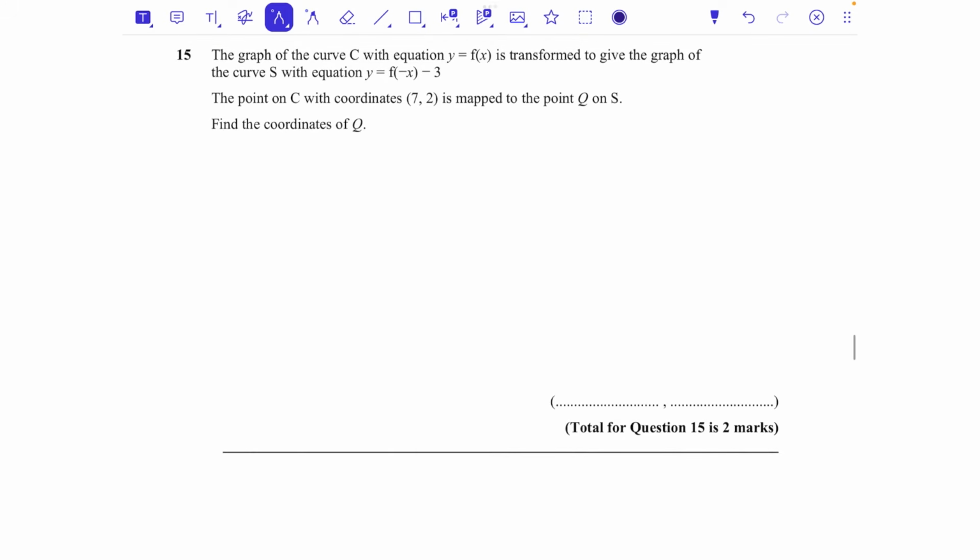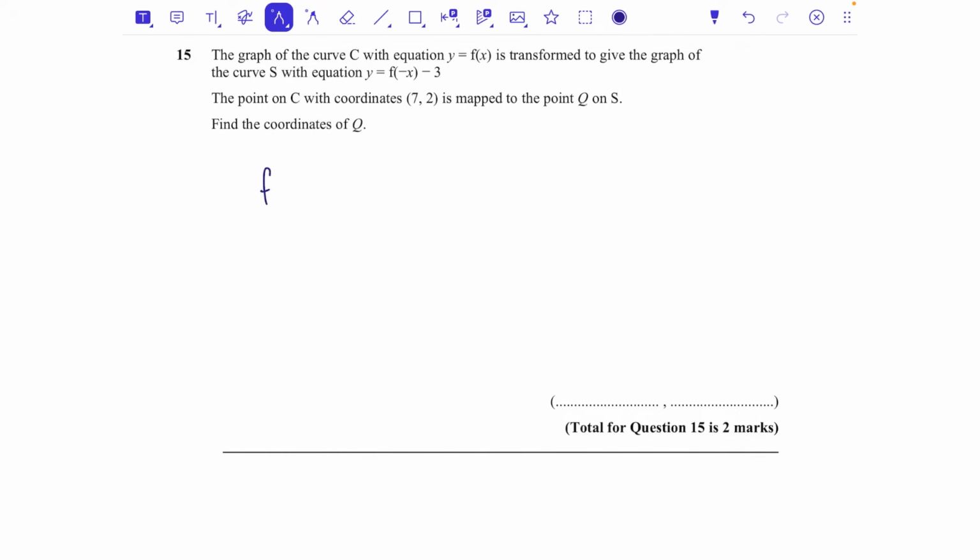Question number 15. The graph of the curve C with equation y equals f of x is transformed to give the graph of the curve S with equation f of minus x minus 3. The point on C with coordinates 7, 2 is mapped to the point Q on S. Find the coordinates of Q. So this is transformations of functions.